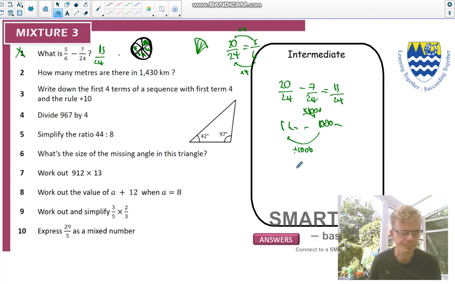So we've got 1,430 kilometers. It's a lot of kilometers. How do I change that into meters? I times it by 1,000. Okay, so we're going to have 1,430, and then if I times it by 1,000, it will go 3 places to the left in our units, in our place values. Okay, so that will leave space now for 1, 2, 3 placeholders.